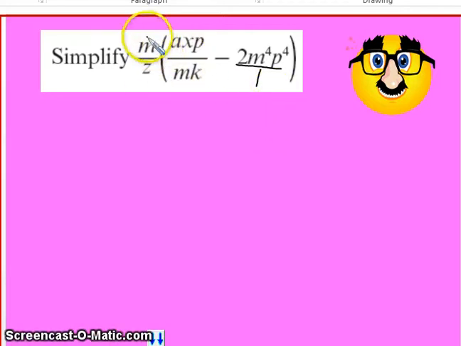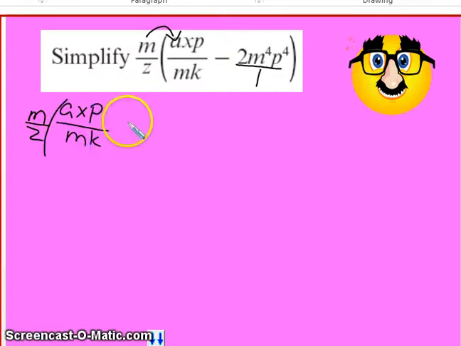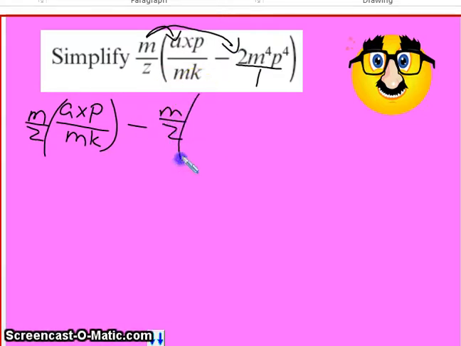So I need to multiply m over z times the first term. So I have m over z times axp over mk minus, now I also have to multiply m over z times my second term. So m over z times 2m to the fourth p to the fourth over 1.